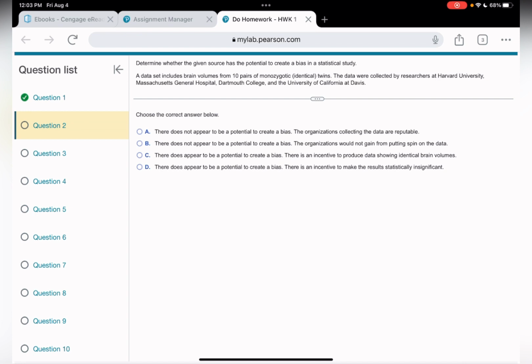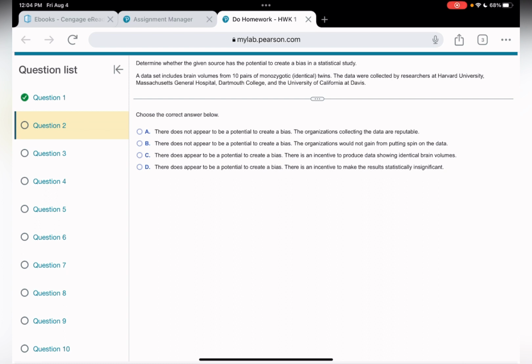At this point, in this case, I'm going to drop the answers that say does appear, which are C and D. I disagree with them. So I'm going to look for the answer between A and B, right? Because I see that there is no potential to create a bias. So I will read both answers to find which one fits best. Both of them can fit, A and B, but one of them fits the best.